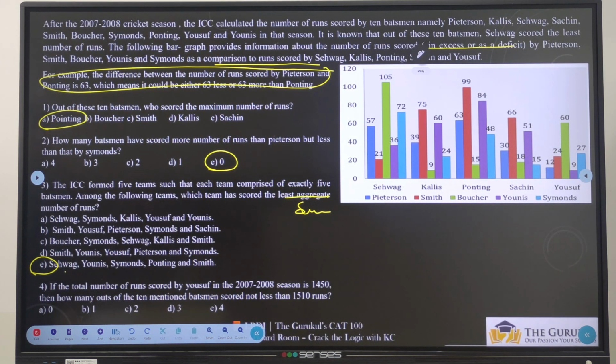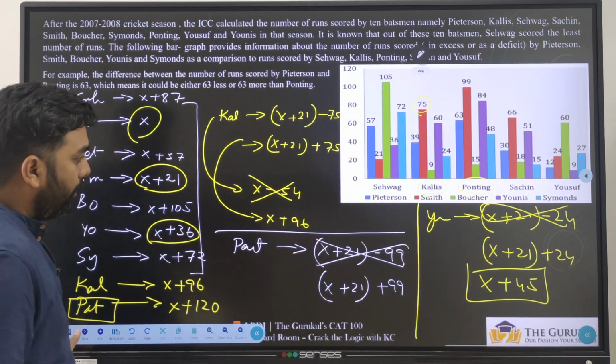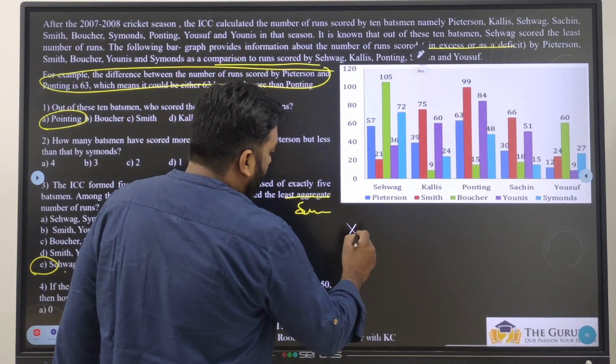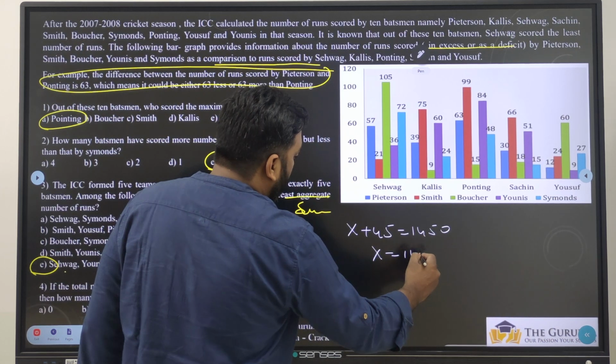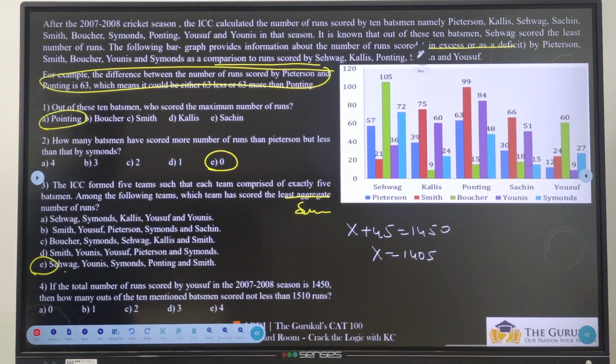Perfect. If the total number of runs scored by Yusuf in the year 2007-8 season is 1450, then how many out of the 10 mentioned batsmen scored not less than 1510 runs? Yusuf scored 1450. So Yusuf's score is x plus 45. So x plus 45 equals 1450. X is equal to 1405. How many scored more than 1510 runs? So 1510 should be x plus 105. Then only we'll get 1510.